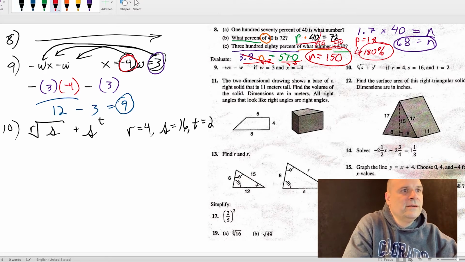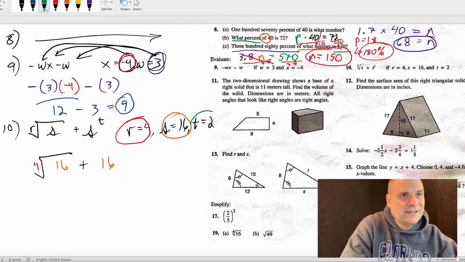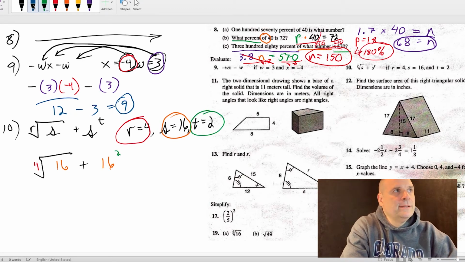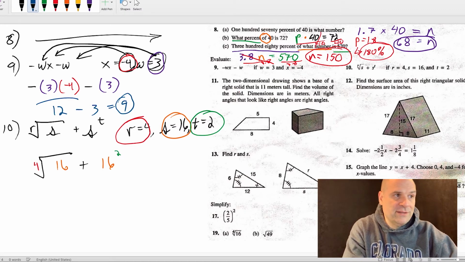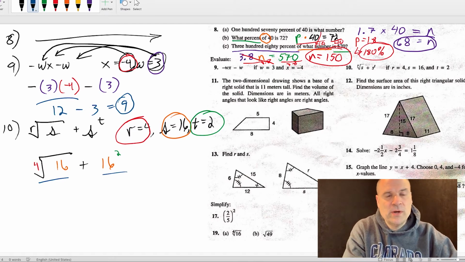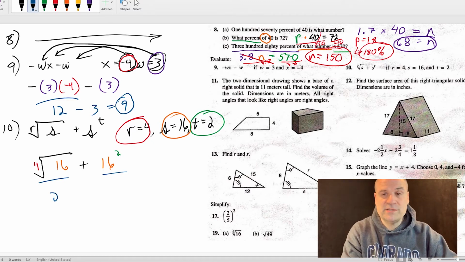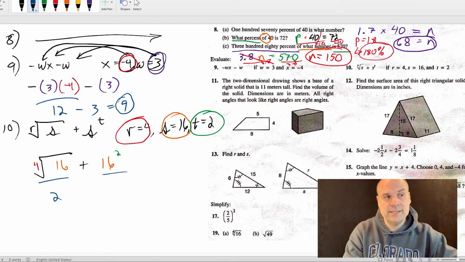All right, let's plug in our R. So that's the 4th root of S, which is 16, plus S, which is 16, to the 2nd power. Okay? All right. Let's do our powers and roots first, and then this addition problem we'll end with. So the 4th root of 16, I know you want to say 4, but it's not 4. Remember, the 4th root is what number do you multiply by itself 4 times to get 16? Actually, it's 2, because 2 times 2 times 2 times 2 equals 16.